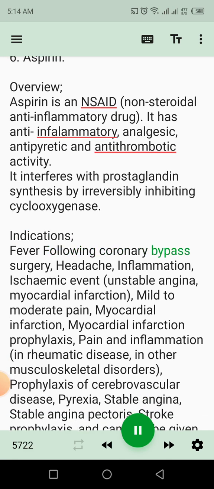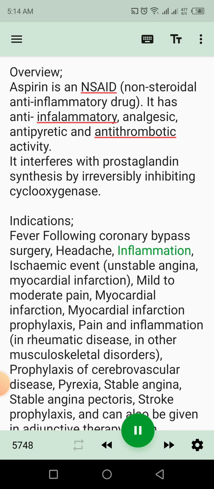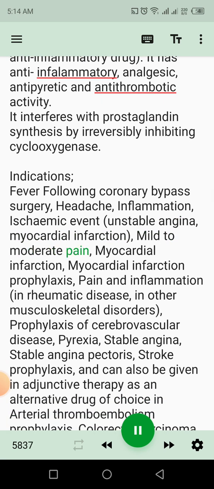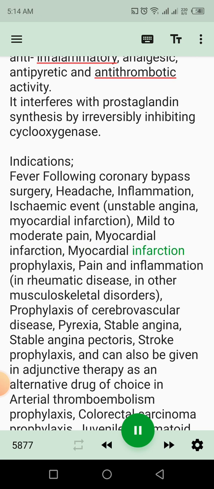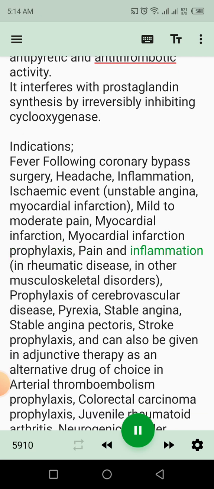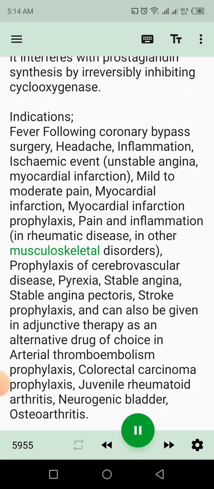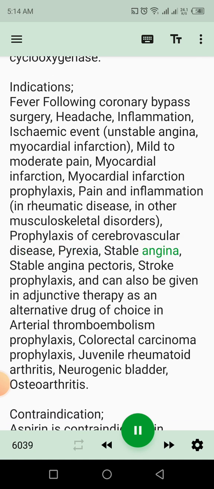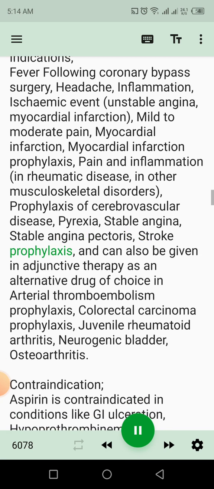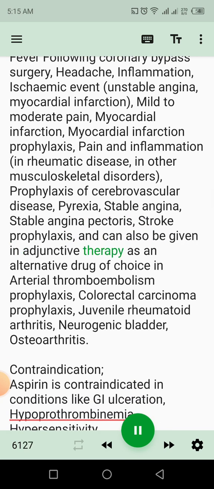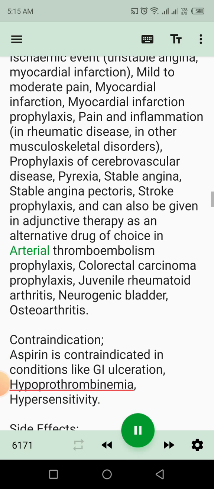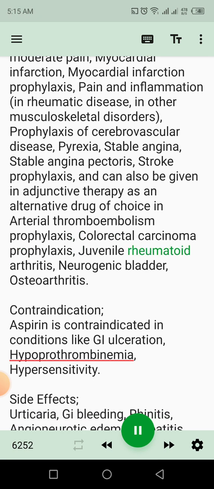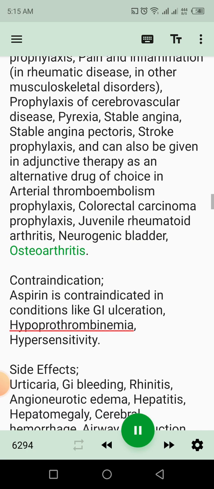Fever following coronary bypass surgery, headache, inflammation, ischemic event, unstable angina, myocardial infarction, mild to moderate pain, myocardial infarction prophylaxis, pain and inflammation in rheumatic disease, in other musculoskeletal disorders, prophylaxis of cerebrovascular disease, pyrexia, stable angina pectoris, stroke prophylaxis, and can also be given in adjunctive therapy as an alternative drug of choice in arterial thromboembolism prophylaxis, colorectal carcinoma prophylaxis, juvenile rheumatoid arthritis, neurogenic bladder, osteoarthritis.